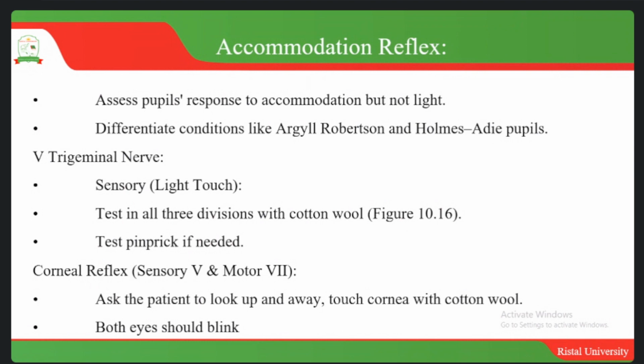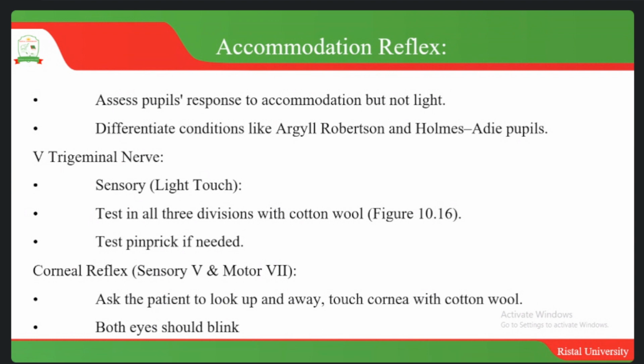Then the corneal reflex. This is the sensory and the motor assessment in the 5th and the 7th nerve, and you'll be able to tell what is happening in relation to the corneal reflexes. You ask the patient to look up and away, to look up and then look somewhere else far, and then touch the cornea with the cotton wool. Then you can see that the patient is able to blink or close the eyes. But if he is not able, then there is a problem with accommodation. So both eyes should always blink.